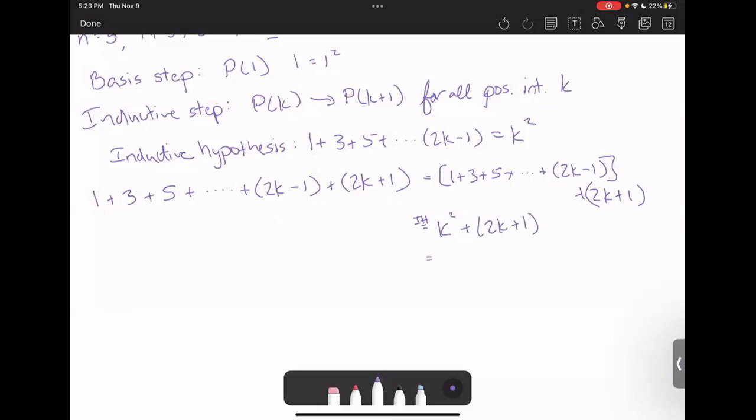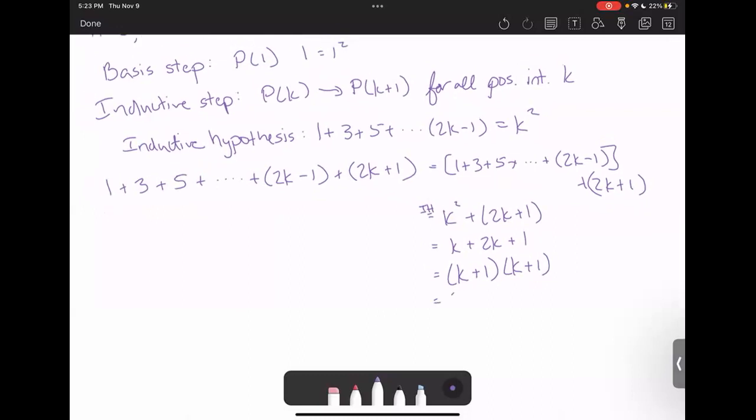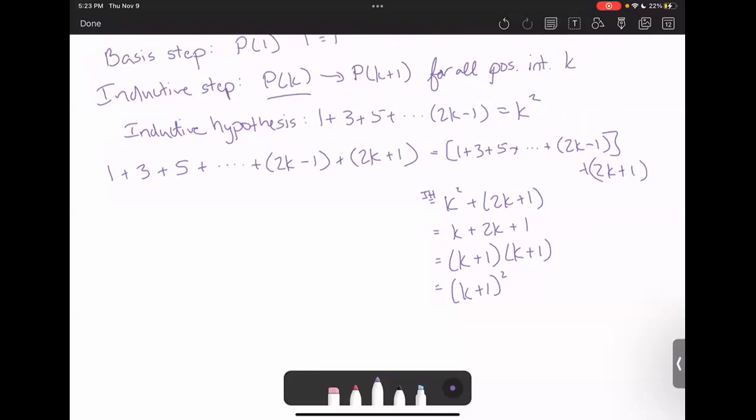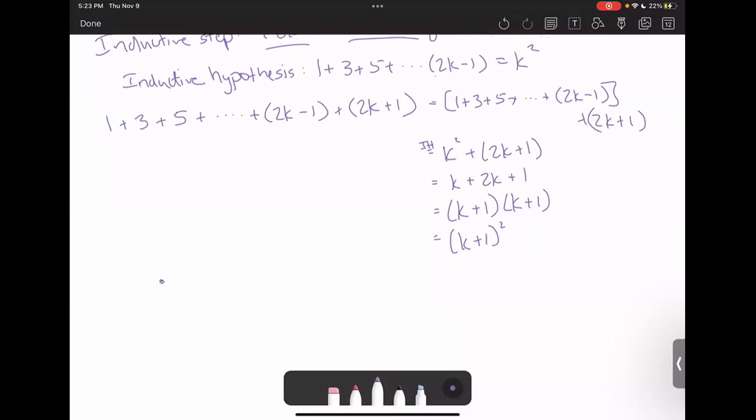Cool. So what do we know? We know a little bit of algebra here. k squared plus 2k plus 1 is equal to k plus 1 times k plus 1, which is k plus 1 squared. So here, what have we shown? We have shown that when P of k is true, P of k plus 1 is true. Therefore, the sum of the first odd integers, 1 plus 3 plus 5 and so on, is n squared for all n greater than or equal to 1.